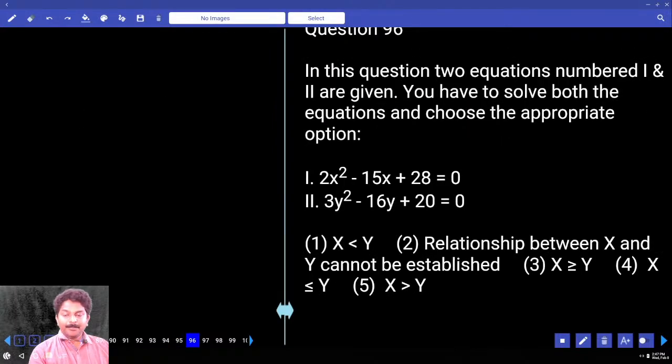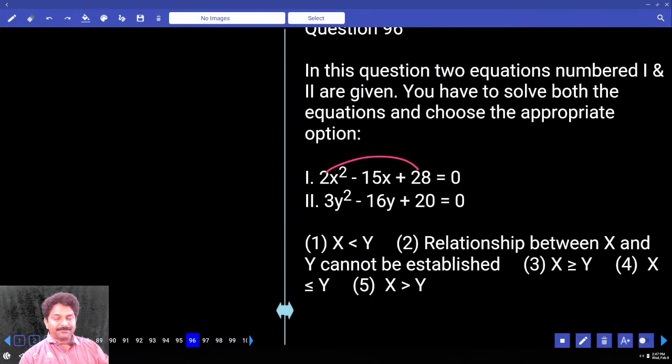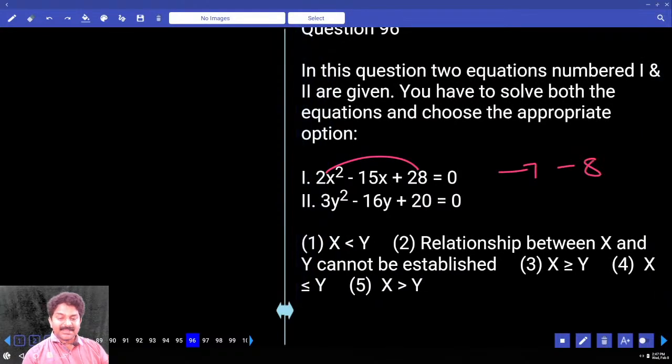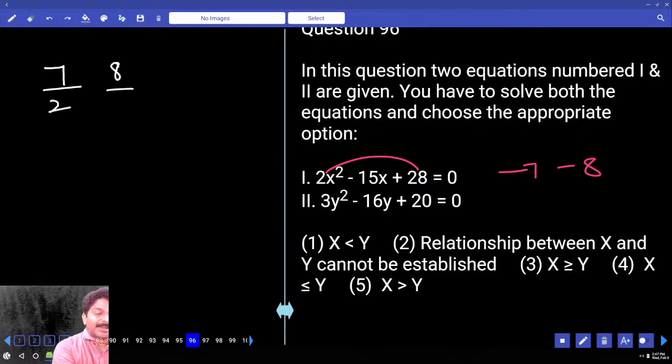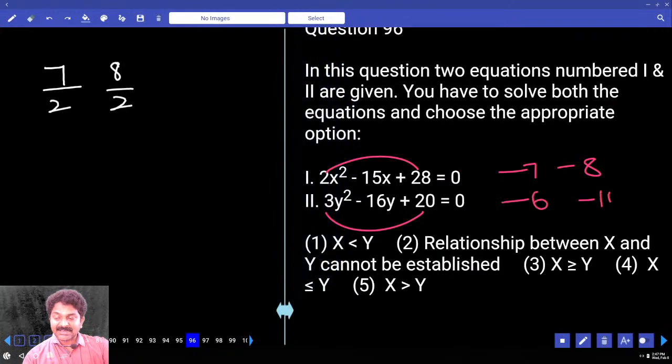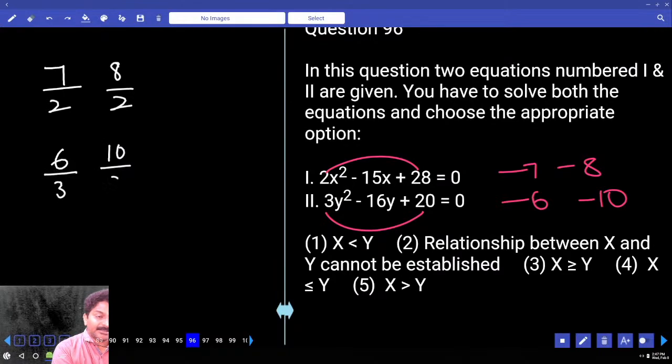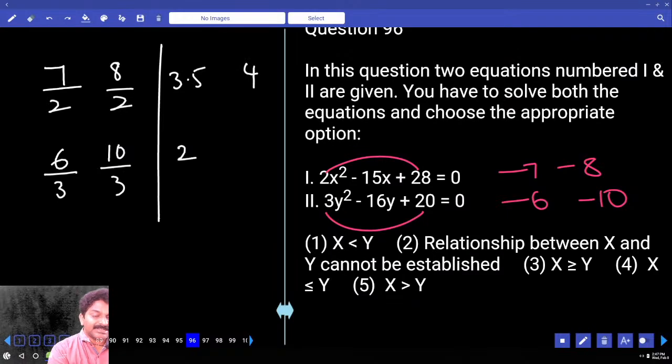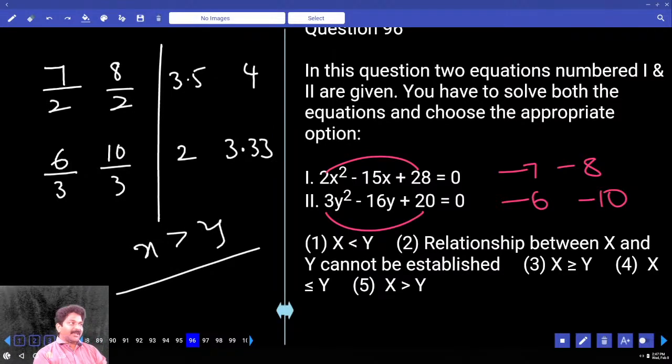Right. Product must be 56, sum must be minus 15. Minus 7, minus 8 is the combination. Factors are plus 7 plus 8 divided by 2. Product must be 60, sum must be minus 16. Minus 6, minus 10 is the combination. Factors are plus 6 plus 10 divided by 3. Let's write these numbers. This is 3.5, 4. This is 2, 3.33. Whatever it is, x is clearly greater than y.